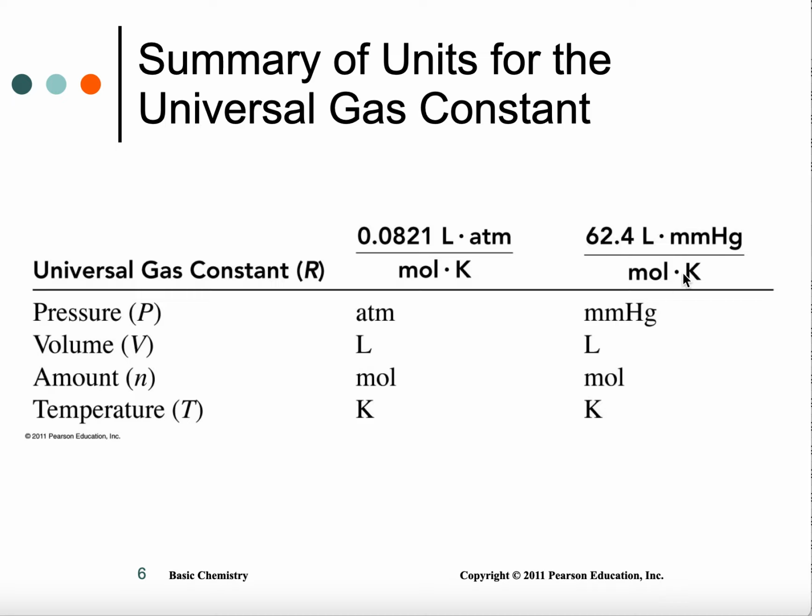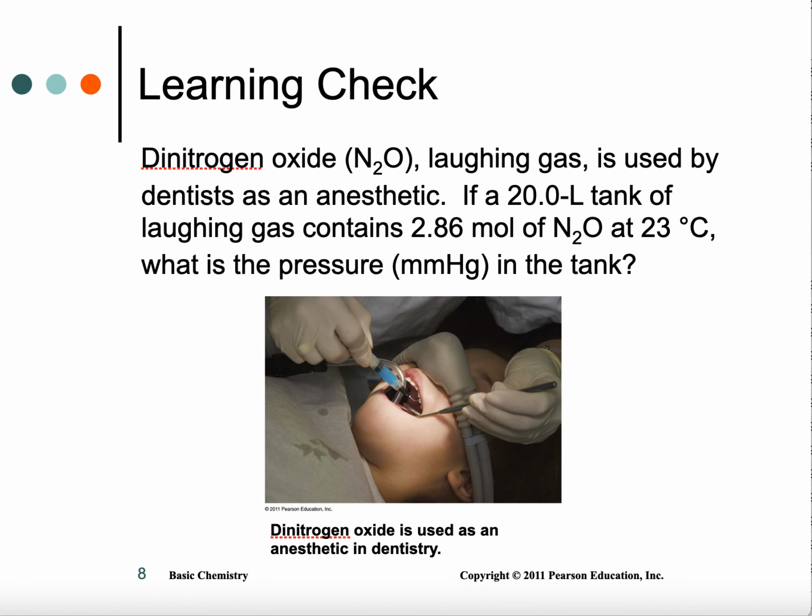So just because I don't like trying to memorize 5 different things, I just make sure all of my pressure is in atmospheres, all my volume is in liters, and my temperature in Kelvin. And then I remember one of these, 0.0821. It seems like 62.4 might be easier to memorize, but you have to make sure everything is in millimeters of mercury to do it. But then once it is, it all works.